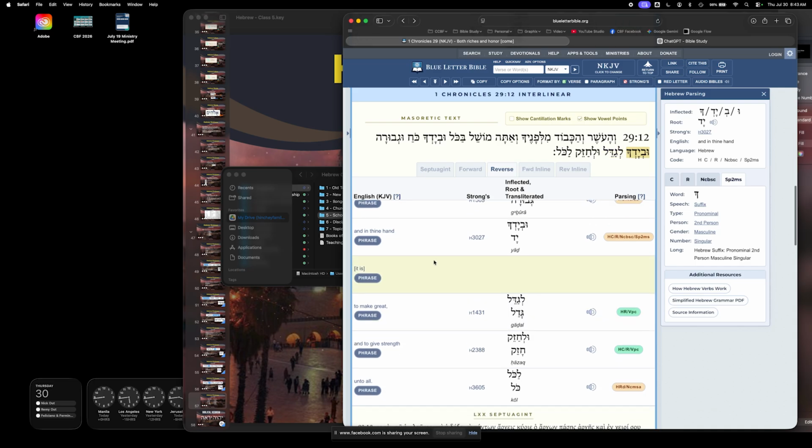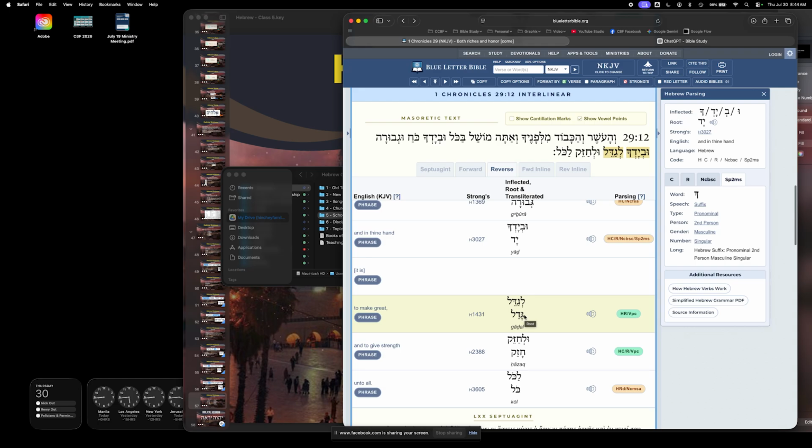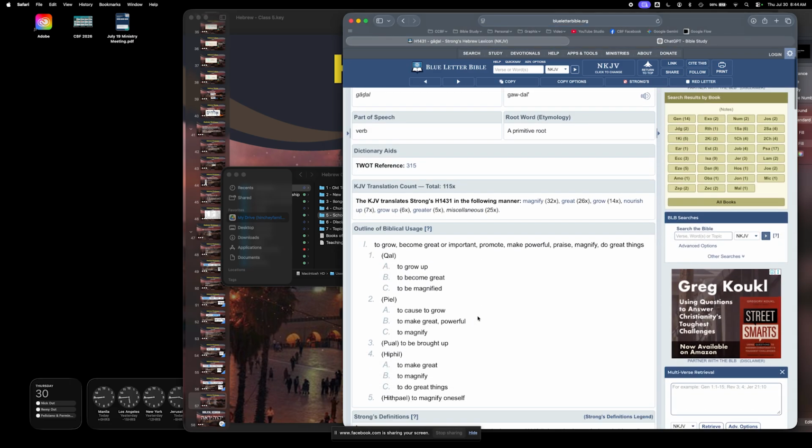Here we go, it moves on. The word "it" is not in Hebrew. That's an English addition. It speaks of the fact there's a whole lot going on in the Hebrew that just covers for it. Our next word in Hebrew is this word, to make great. It is the verb gadal: gimel, kamatz, dalet, patach, lamed. It's H1431. Let's click on our vocabulary.